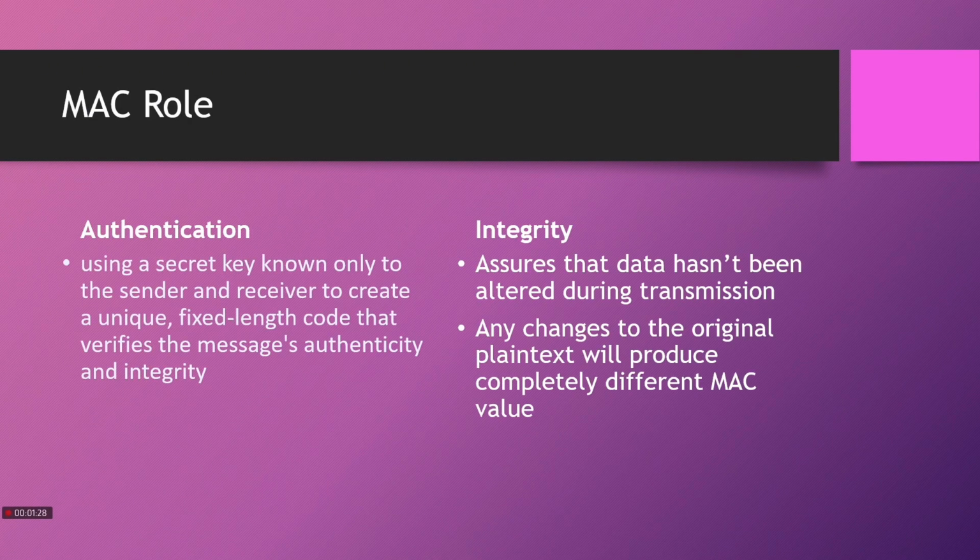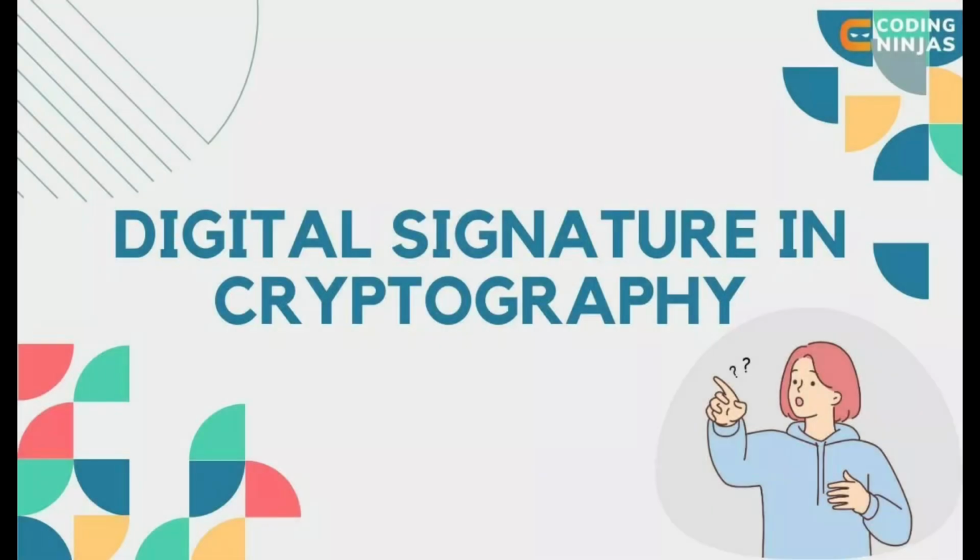Okay, now we know that. So MAC helps in authentication by using a secret key, shared by the sender and receiver, to create a unique fixed length code that verifies the message authenticity and integrity. MAC ensures integrity because any changes to the original plain text will produce a completely different MAC value.